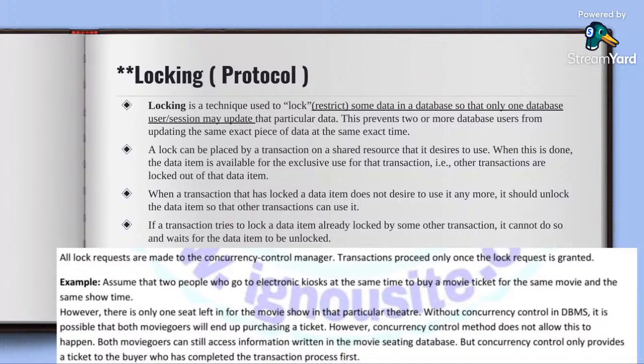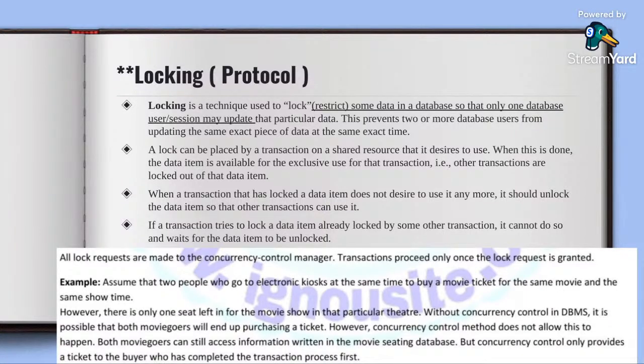It'll go ahead and attain that lock request, perform the manipulation, and then release the lock request so that somebody else can come in. So that's how the process goes on. So assume two people go to an electronic kiosk. So it's a real world scenario. Two people go to an electronic kiosk at the same time to buy a movie ticket for the same movie.